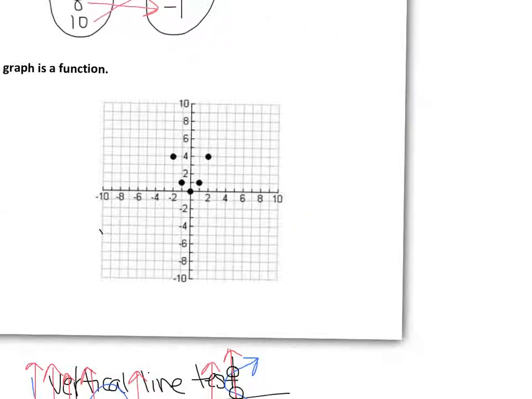If we go over here to this one, I have 5 points here. So if we draw vertical lines through all of these points, that one's okay, that one's okay, that one's okay, and those ones are okay. So notice that I drew 5 vertical lines through my 5 points, and none of my lines crossed through more than 1 point. Since I passed my vertical line test, this is a function.